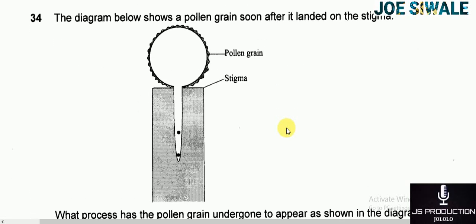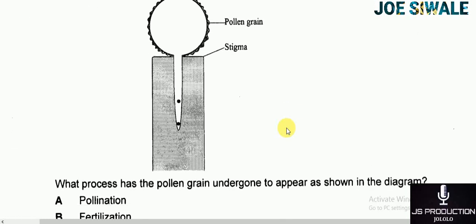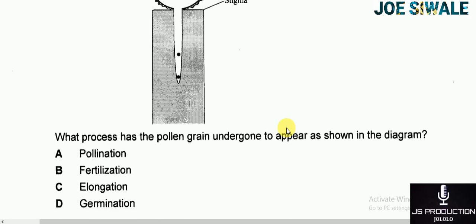Question 34 reads: the diagram below shows a pollen grain soon after it landed on the stigma. So as you can see, I have the pollen grain and I have the stigma on the diagram. The question proceeds: what process has the pollen grain undergone to appear as shown in the diagram? A, pollination. So pollination is the transfer of the pollen grains from the anthers to the stigma. B is fertilization. Fertilization involves the fusion of the pollen grains in the ovaries.